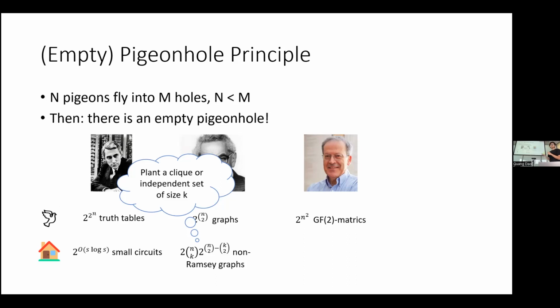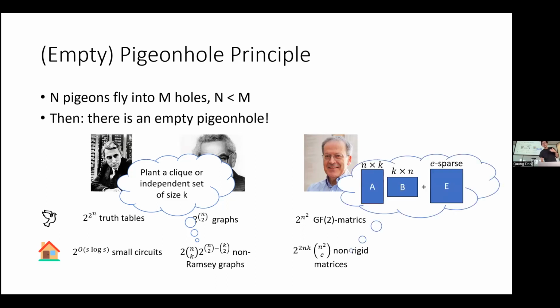Also, if you count the number of Boolean matrices, it is 2^{n^2}. But if you consider non-rigid matrices that are close to a low-rank matrix, you can count by a decomposition, because such a matrix must be represented by a product of two rectangular matrices plus a sparse error. If you count the number of ways of doing this, you can see that it is extremely small if you set the error to be small. So all these three problems can be reduced to this empty pigeonhole principle.